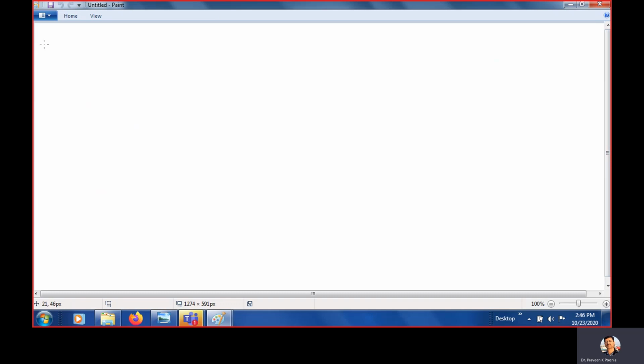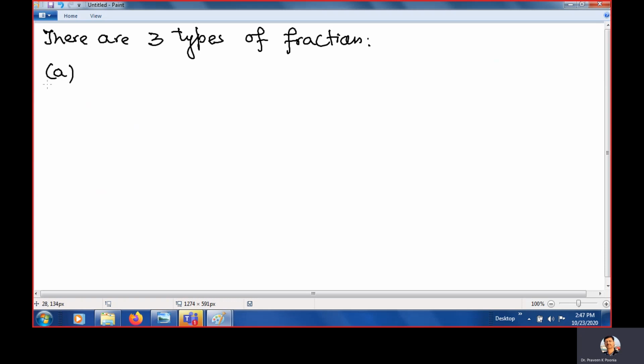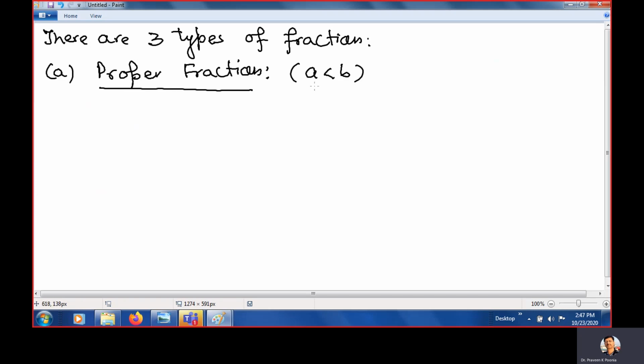Fractions may be defined into 3 categories. There are 3 types of fraction. Number 1 is called a proper fraction. What do you mean by proper fraction? A proper fraction is when A is less than B.